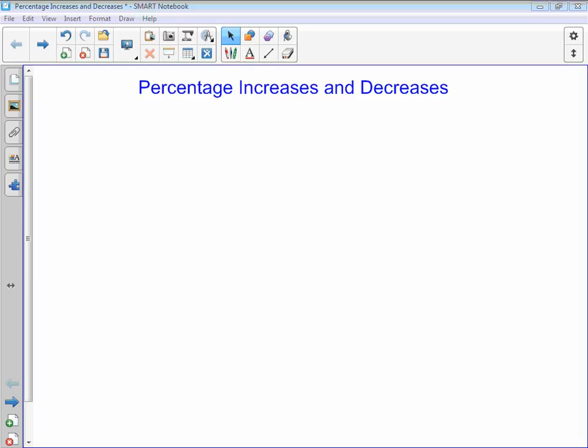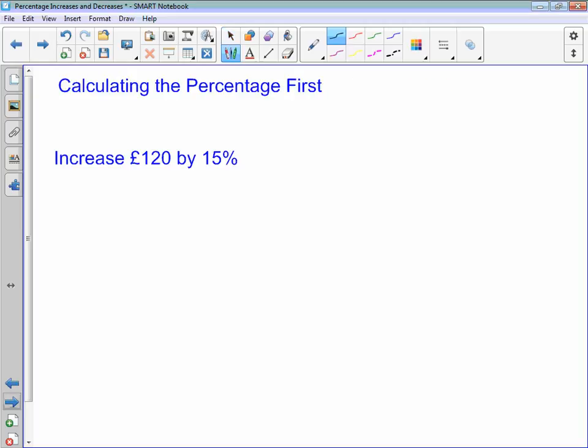We're going to look at working out percentage increases and decreases. This means that we need to increase or decrease a particular amount by a certain percentage. So the method we're going to use is working out the percentage of the amount first, then adding it on if it's a percentage increase or subtracting it if it's a percentage decrease. So we're going to do 4 examples.